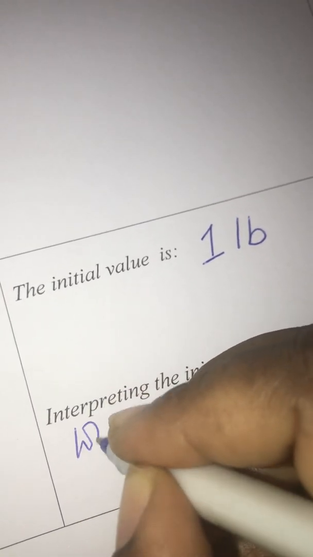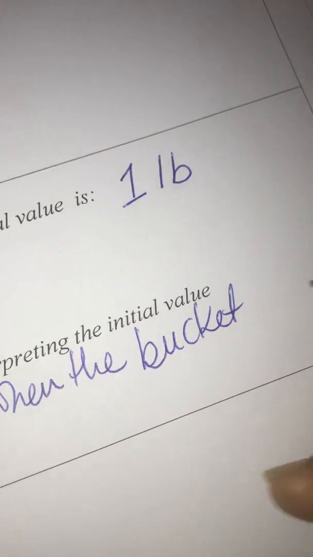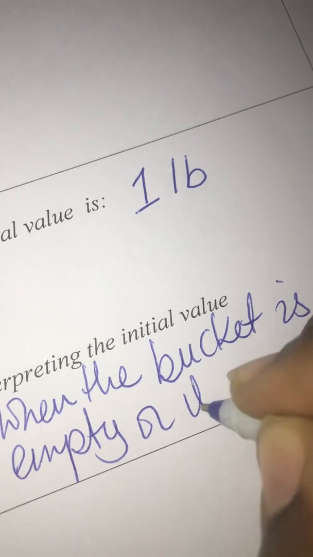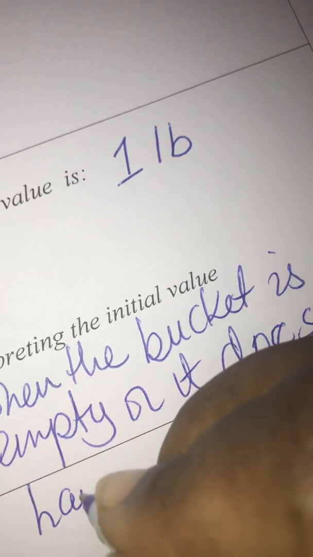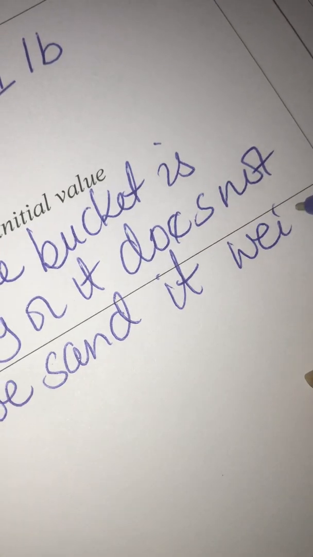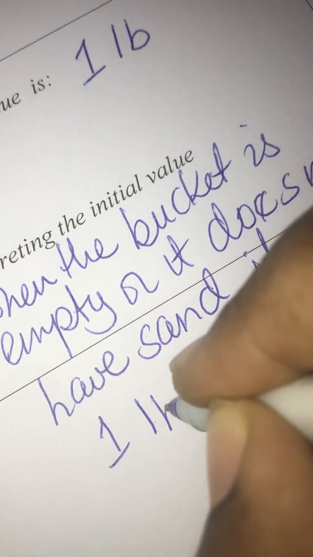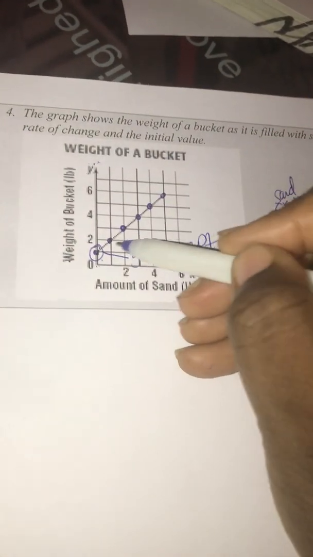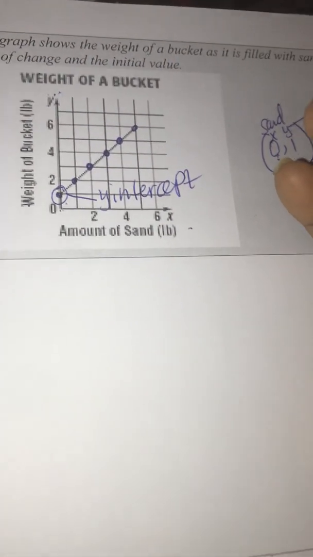This means when the bucket is empty, or it does not have sand, it weighs 1 pound. So that's me interpreting the initial value. From the graph, you just go there and get the y-intercept. You don't have to calculate. If you want to calculate, that's up to you.